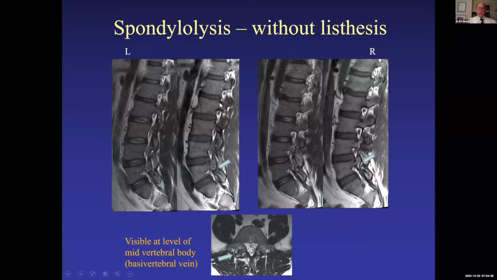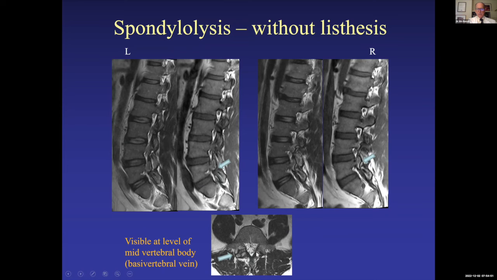Pars defects, we're not going to talk a lot about. You can see pars defects by looking at the parasagittal images. There's a break in the pars. This may happen without a slip of the vertebra. In most cases, it's harder to tell.